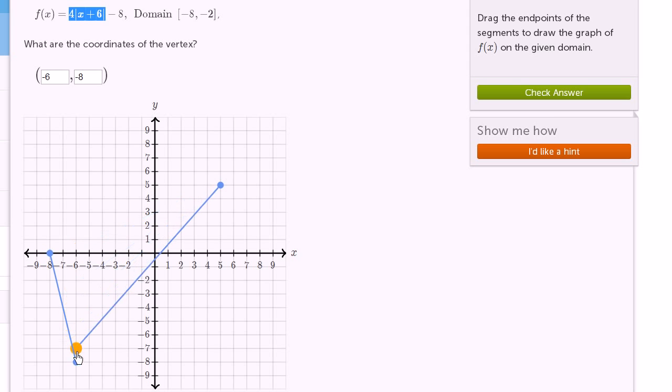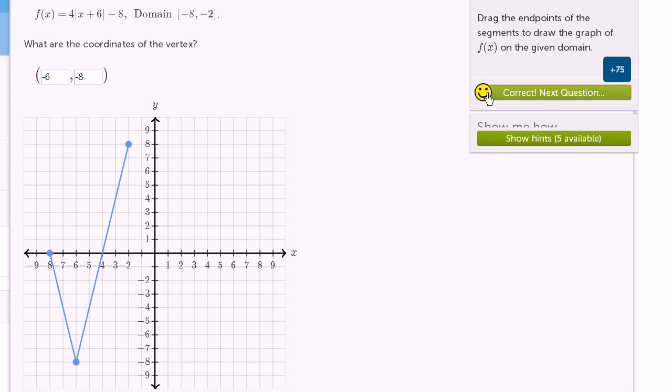And then let's think about what happens at the other boundary. When x is negative 2, negative 2 plus 6 is 4. The absolute value of 4 is 4. 4 times 4 is going to be 16, minus 8 is 8. So it's going to be the point negative 2, comma 8. And just like that, I think we're done. Yes, we are.